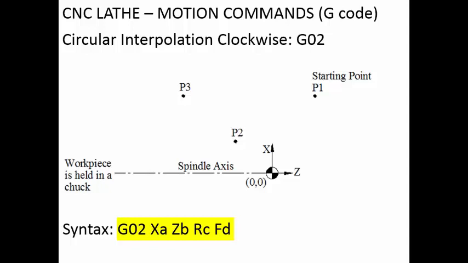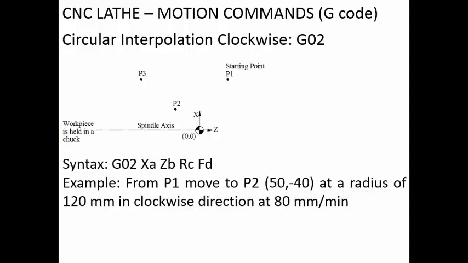Now if you take the example for a motion here, we want to move from point P1 to point P2. The coordinates of the point P2 are 50 and minus 40. We want to move along a curved path whose radius is 120 millimeter and in the clockwise direction at a feed rate of 80 millimeter per minute. So that is the requirement.